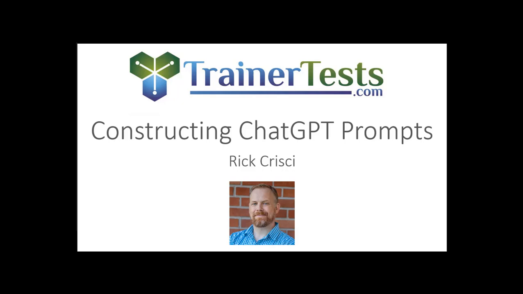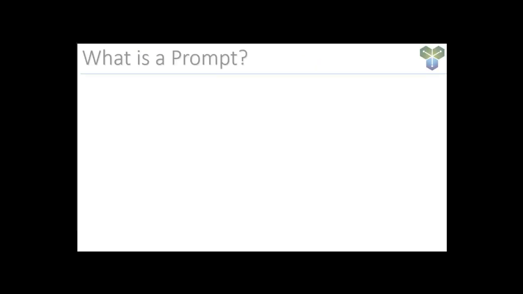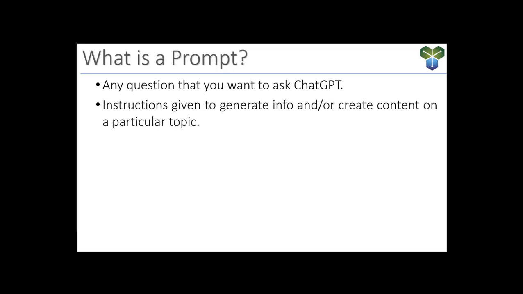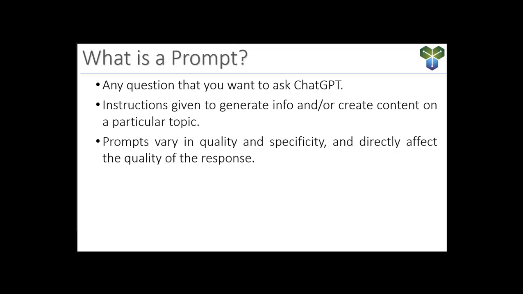And again, what we're doing here is going to apply to many of the other AI tools that we look at. So let's start with the very basics. What is a prompt? It's really any question that I want to ask AI. And remember, AI is here to assist us with all sorts of tasks. So the prompt is really instructions that we're giving AI. We're telling it what we want. If I give it good prompts, then I'm going to get good information back. If I give it poor prompts, then the quality of the response is going to be impacted.